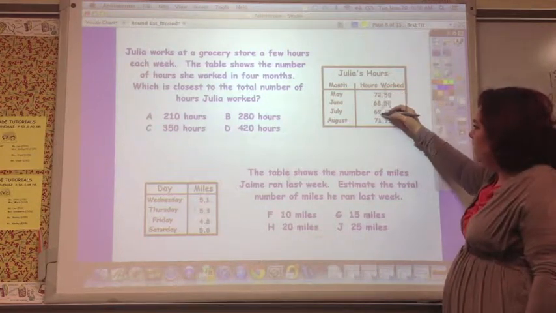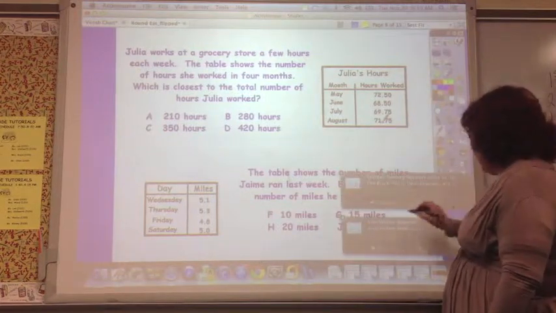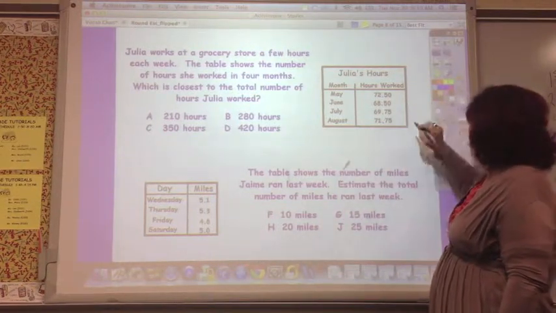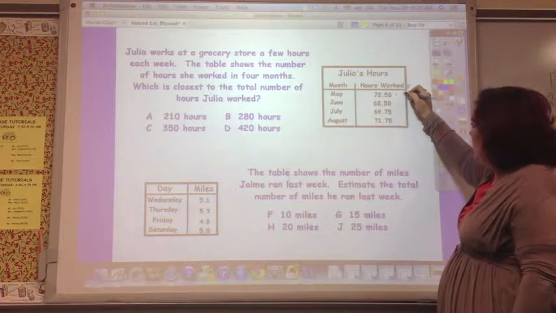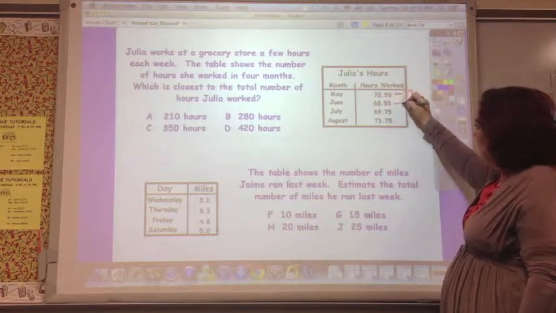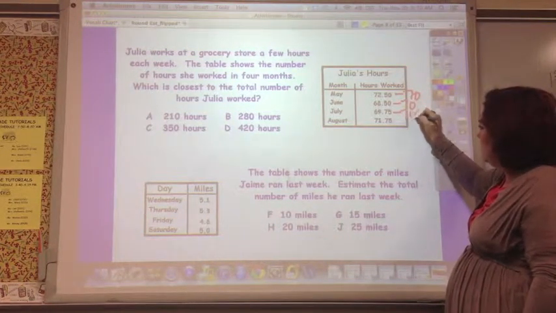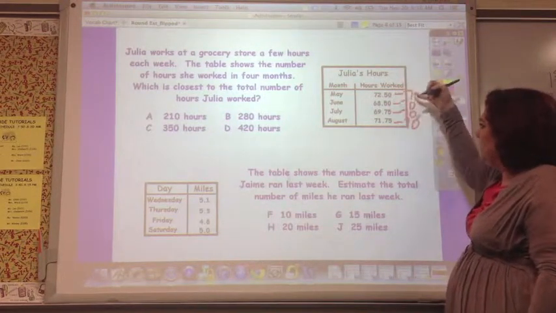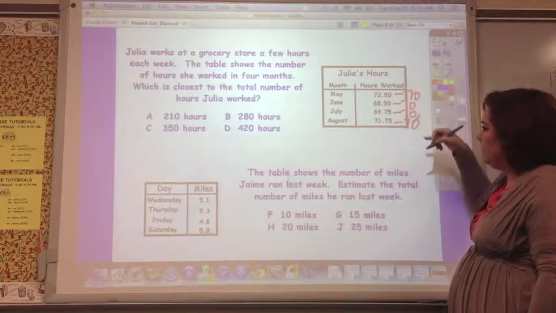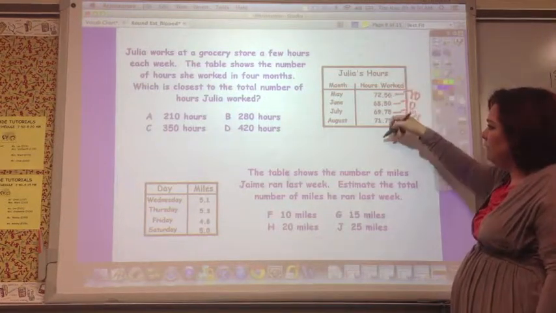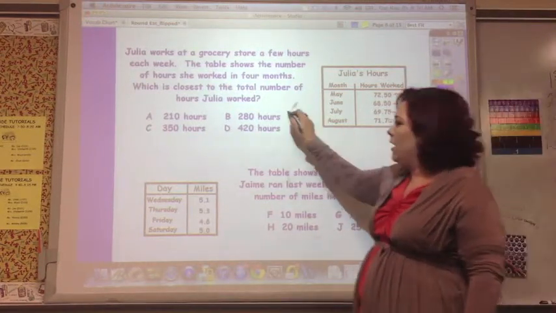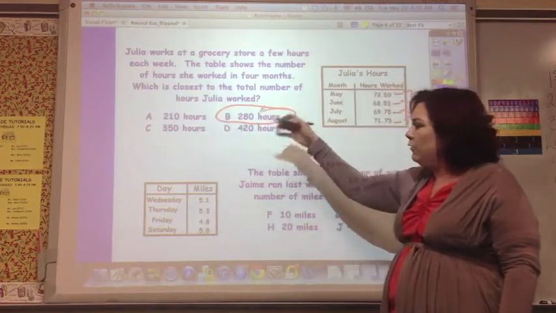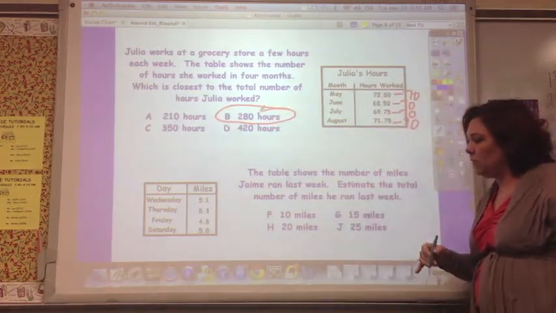And if I look at these, they're all close to 70. This is close to 70. This is close to 70. This is close to 70. And this is close to 70. This is a little bit above 70, below 70, below 70, above 70. So 70 times 4 would be 280 hours. And if you look at those, that's the one that's most reasonable.